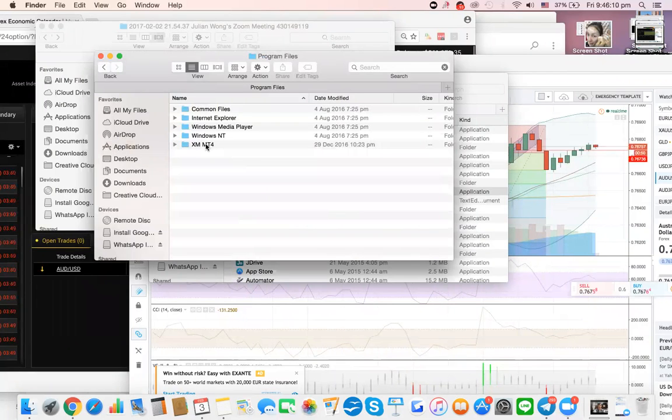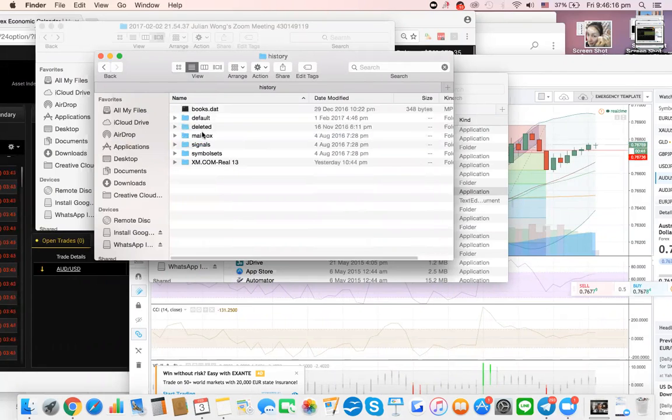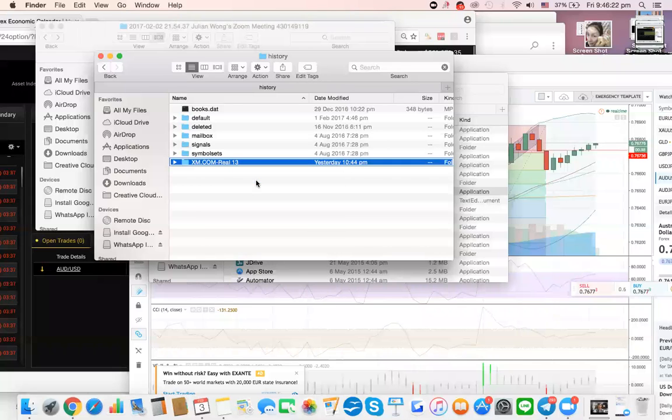This is what I do, which helps speed up the MT4 whenever it gets a bit slow. So I go to the history folder, and I just delete this whole chunk. In fact, you can even delete the whole thing. It doesn't really matter.